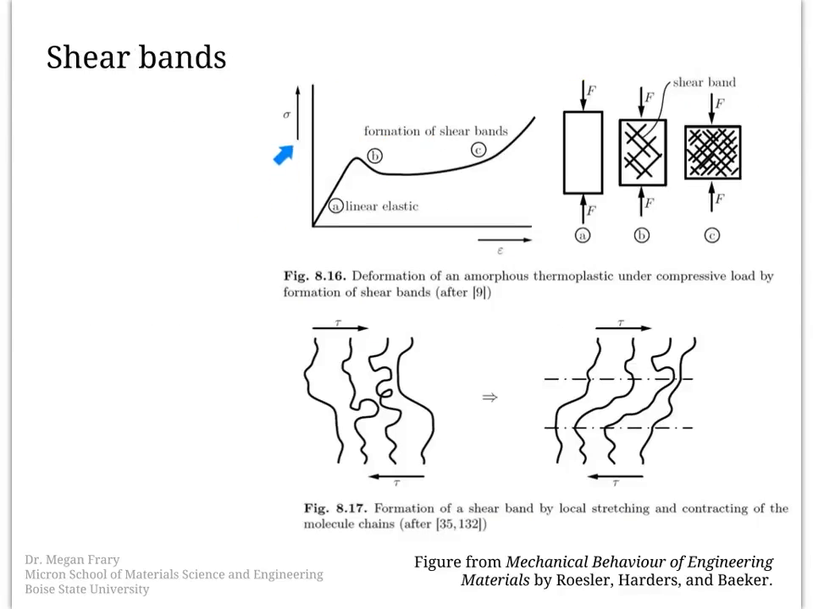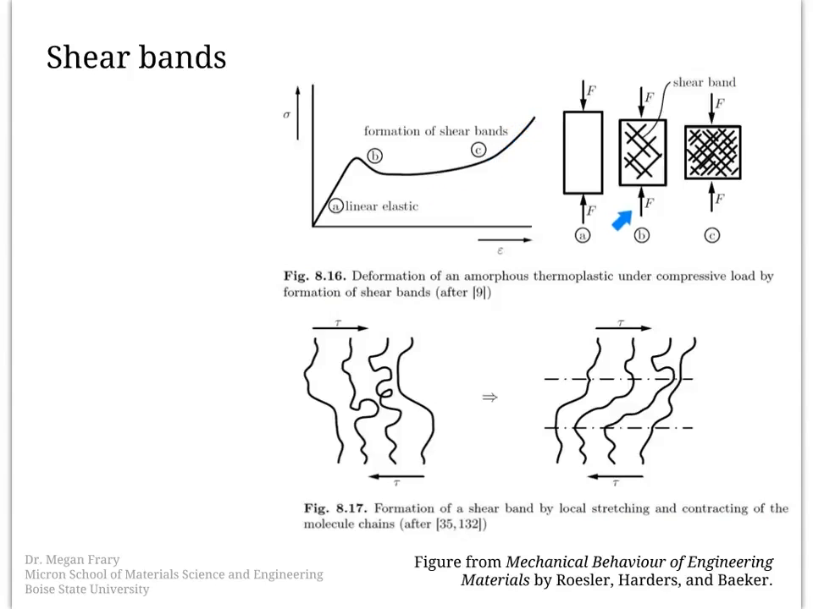So here we see a representative stress-strain curve for an amorphous thermoplastic under compressive load. So shear bands are going to be more commonly forming during compression, plastic deformation and compression. But we see that we start out with the linear elastic region, and then we have the formation of shear bands. So at the beginning of the formation of shear bands, there's actually some softening in the material. But as the deformation continues, then we start to see sort of a strengthening again.